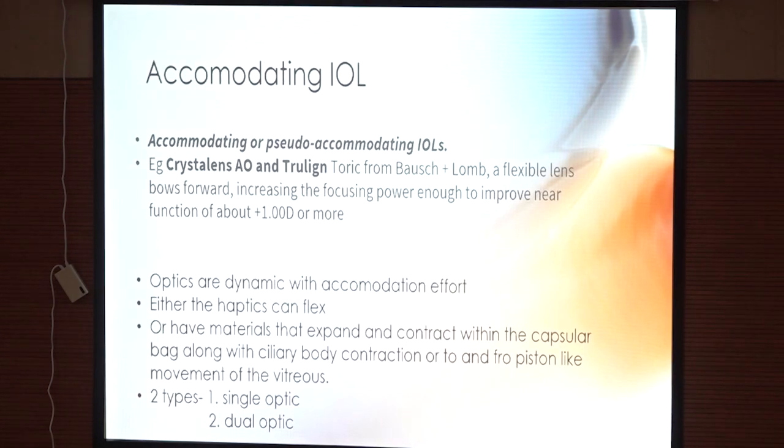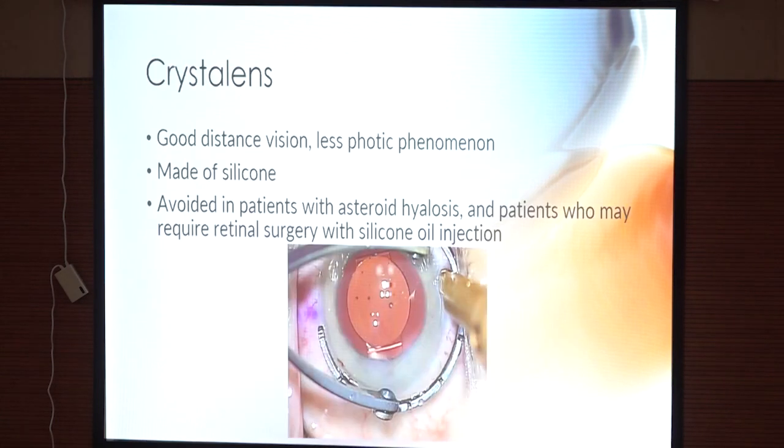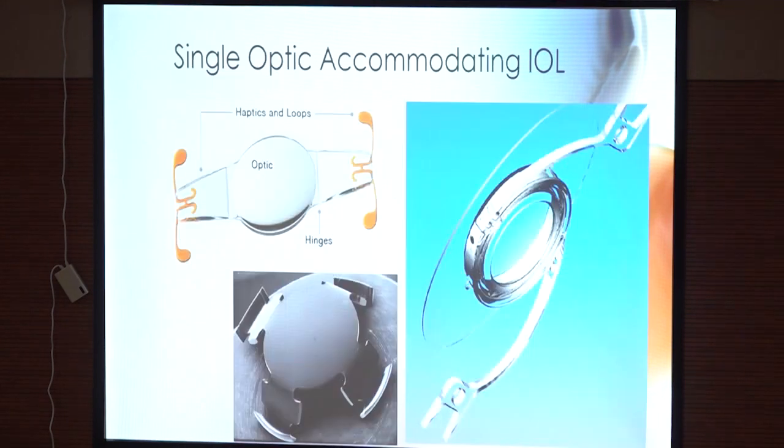We have the accommodating IOLs, that is the Crystal lens and the True Line, and they can be single optic or dual optic. Crystal lens is a single optic. It is made of silicon, so it is avoided in patients of asteroid hyalosis and patients who require retinal surgery with silicone oil injection. So this is a single optic IOL.